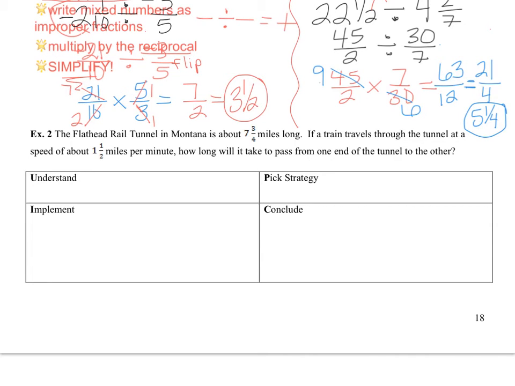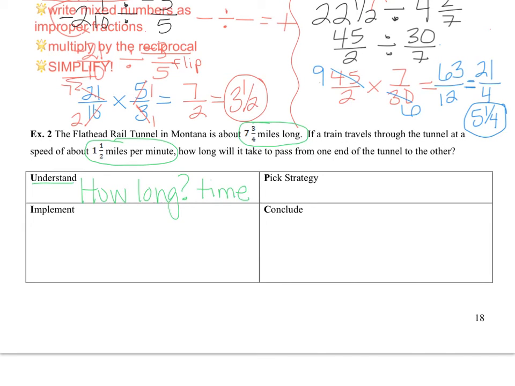Example 2: the Flathead Rail Tunnel in Montana is about 7 3/4 miles long. If a train travels through the tunnel at a speed of about 1.5 miles per minute, how long will it take to pass from one end of the tunnel to the other? So understanding means we restate the question. We want to know how long. That means to me that we're solving for time.